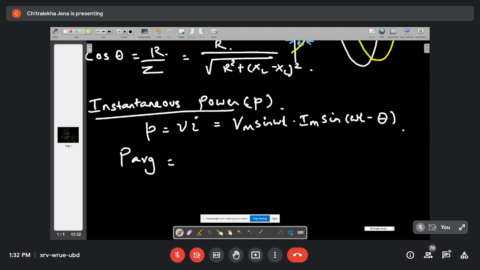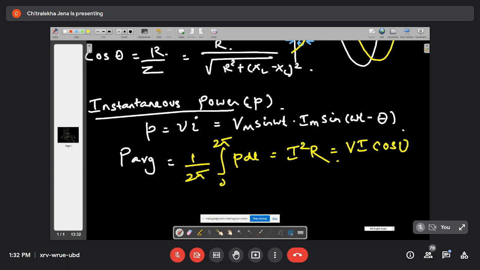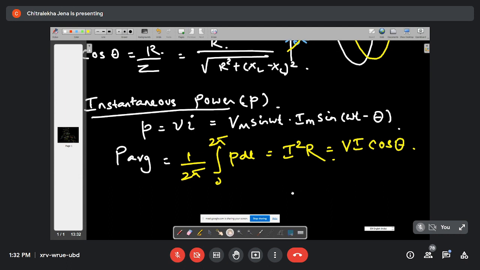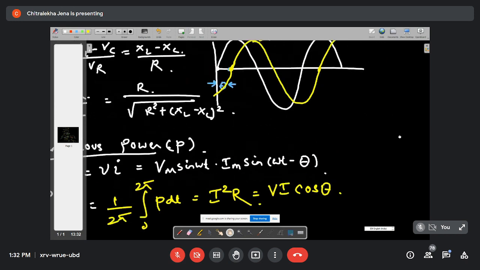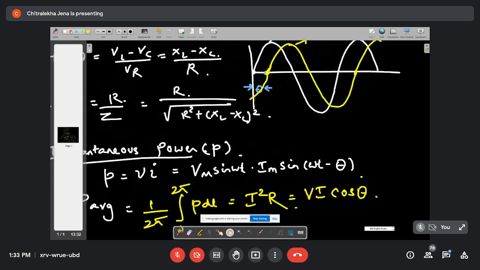I square R. Yes, who answered? Abhijit, very good. So this will be equal to, if you find the average by taking the integration over one complete cycle, I square into R. Or this will be equal to how much? This will be equal to actually Vi cos theta. Clear? I square R or Vi cos theta, both are equal.